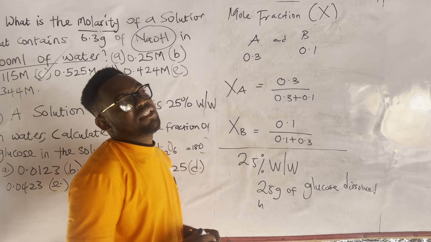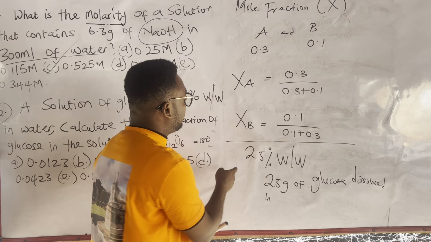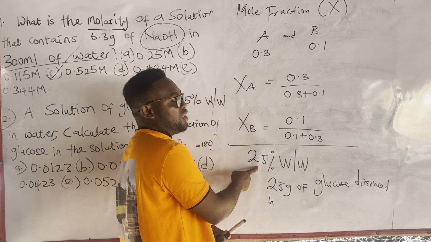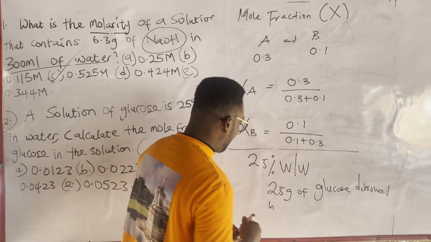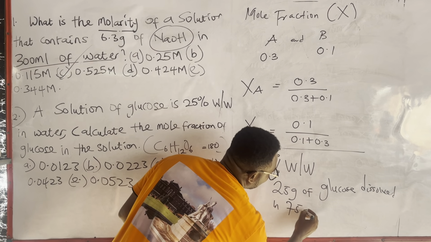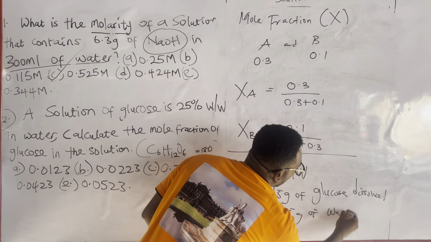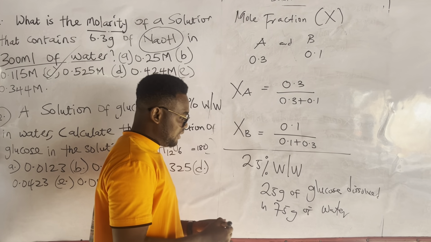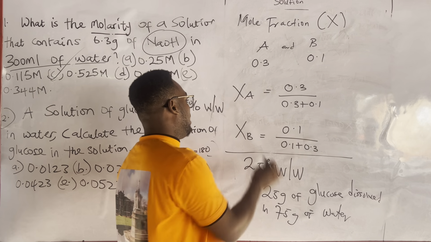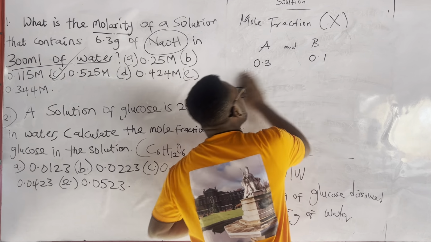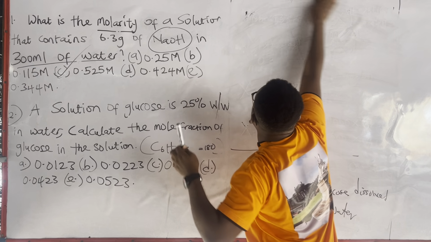Now total percentage is 100. If you subtract 25 from 100, what will be left? 75. So it is going to be 75 grams of what now? Water. All right. So maybe I'll put it up here. See what I mean.